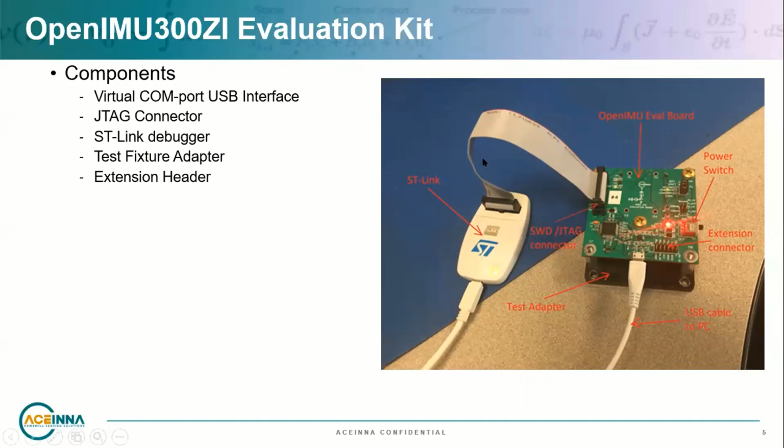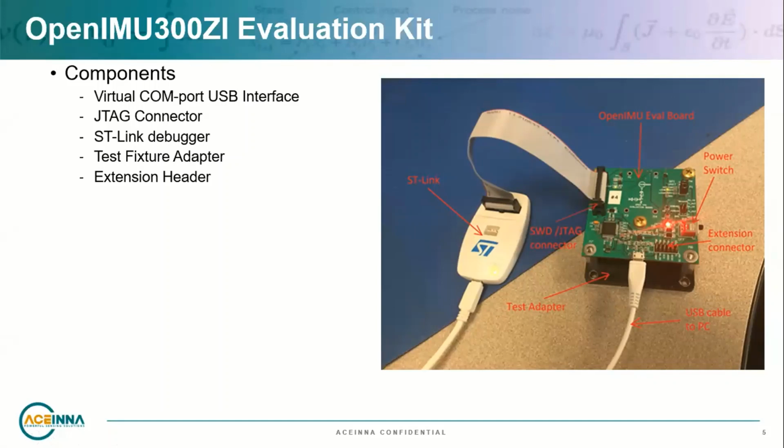And we have the JTAG connector along with the ST-Link, which is used to connect to your PC in order to program or directly upload the ready-to-use algorithms onto the unit. And this is a test adapter, which is used to mount the OpenIMU correctly and precisely to the eval board in a correct location. And finally, we have the 12-pin pins available over here, which is used to expose the IMU module to the other external reference units.